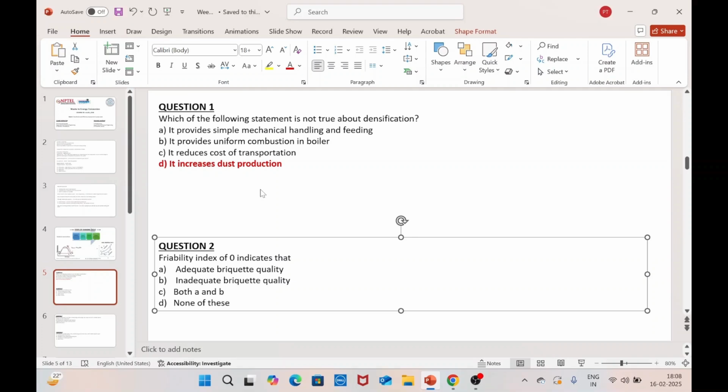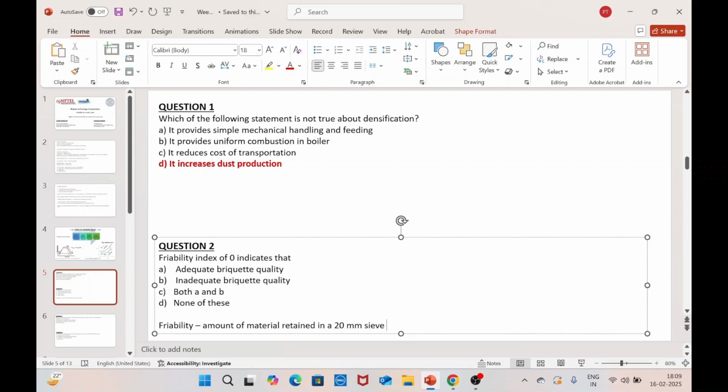So second question is, friability index of 0 indicates what? The concept of friability is nothing but, if you take the briquettes and try to sieve those briquettes, the amount of material that gets retained in a 20 sieve is called the index of friability. So friability is nothing but the resistance to mechanical shock.